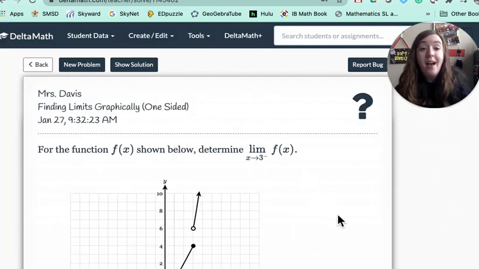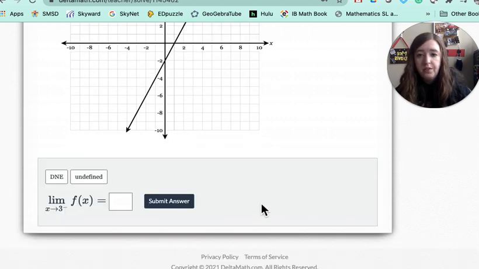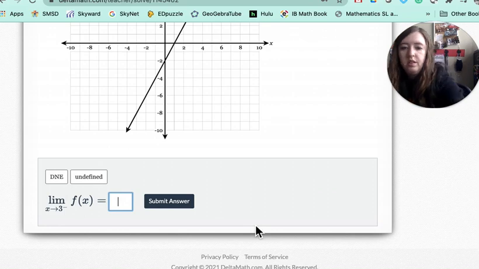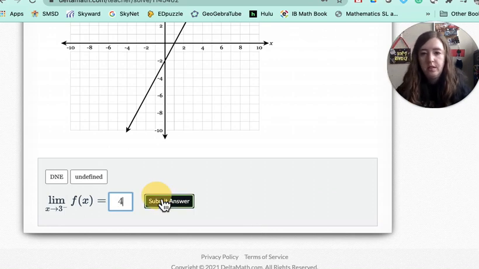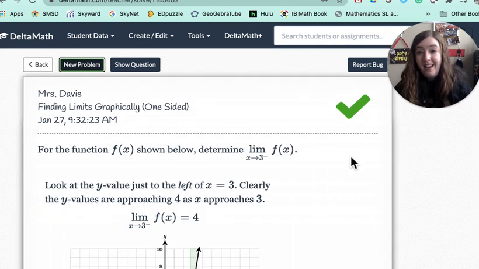Now we want to look at one-sided limits using a graph. So we want to determine the limit as x approaches 3 from the left. So here is x equals 3. Coming from the left, my y value, I'm getting closer and closer to 4. Yay. And then you'll click new problem and keep on going.